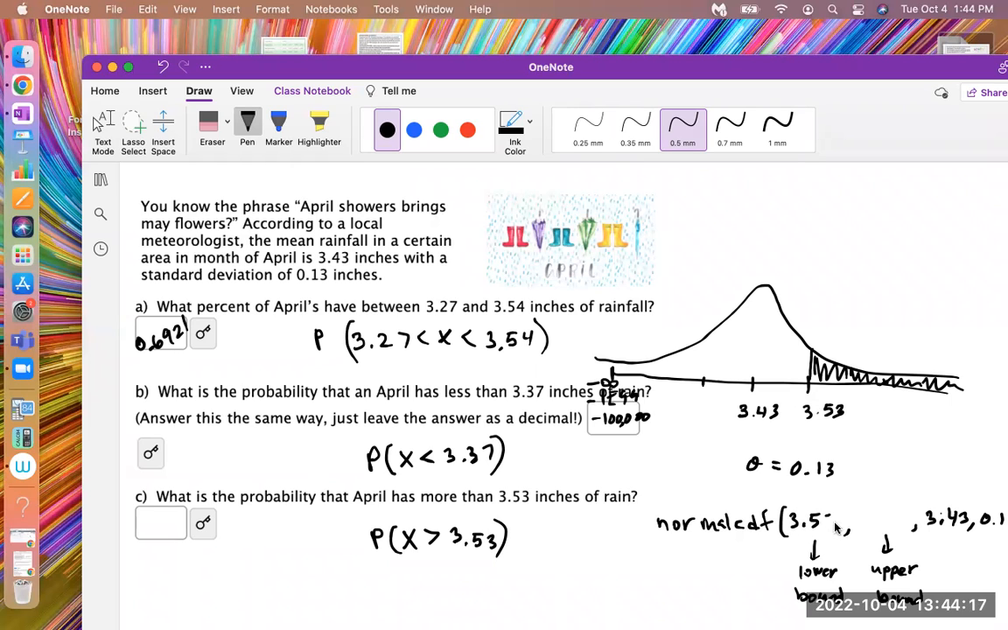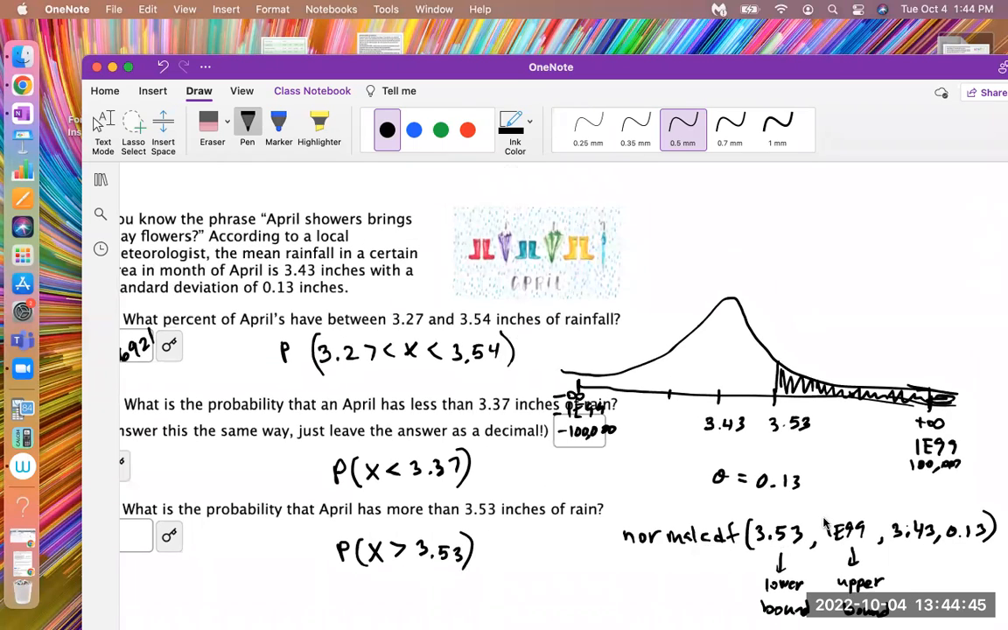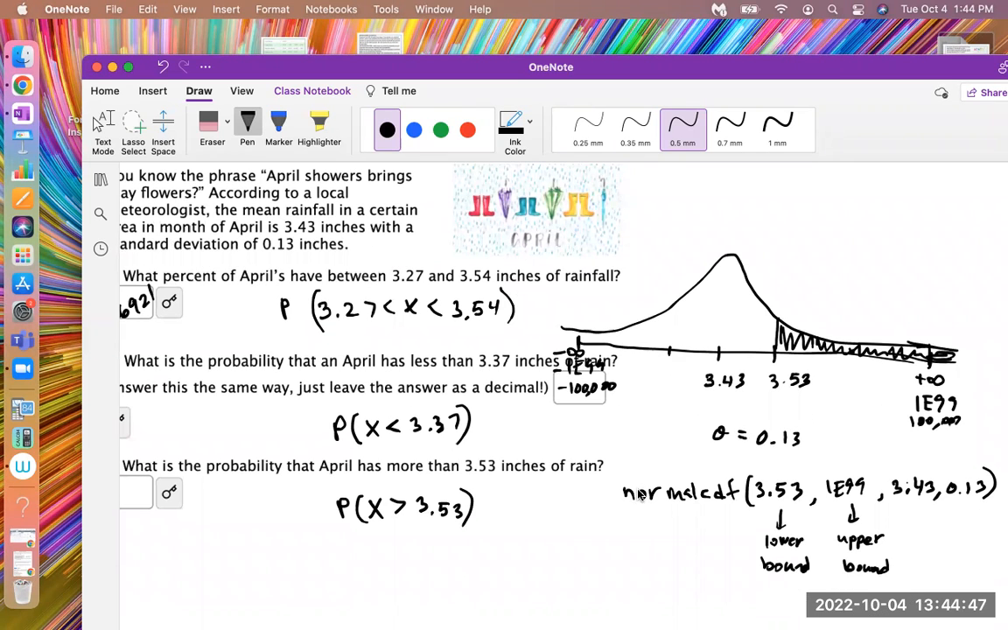And then where the shading ends, it's a tricky question because it's actually ending at positive infinity over here, because we're going to larger and larger positive numbers. We can't put positive infinity in, but we put positive 1 times E99, or you could put like positive 100,000 and it will also work. So I put 1E99. And I would put all that into the calculator and just press enter if I were using a TI-84 calculator to get my answer.